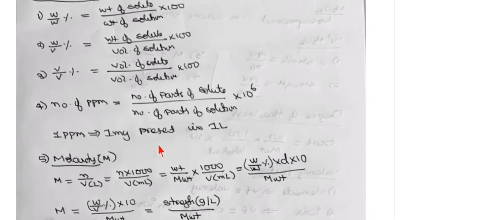Next one, concentration terms. There are different ways of expressing concentration: weight percentage, weight by volume percentage, volume by volume percentage, and number of ppm. For us, important is that ppm means the number of parts of solute per total parts of solution. There are different formulas for molarity, so you have to be careful. If weight percentage, weight by volume percentage, or strength is given, you have to check how to handle the question. These are the set of formulas which will be helpful to do the questions.